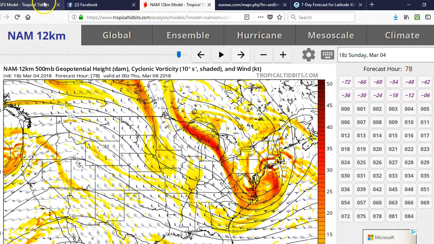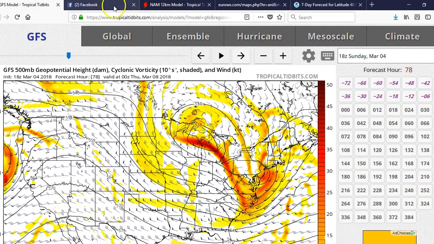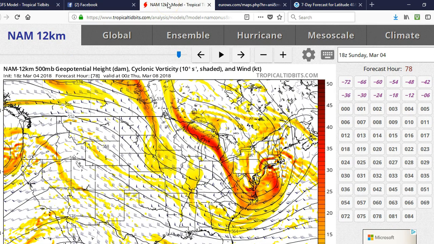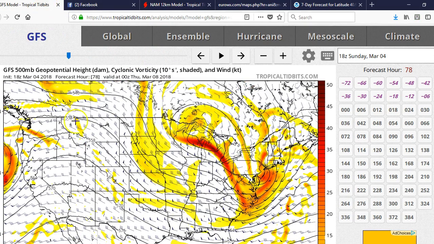Alright, NAM, GFS. NAM, GFS. Okay, so now one thing to notice is this energy here, this is the NAM. It's south and east off the coast. If I go back to the GFS, notice how it's hugging the coast. It's slightly further to the north and west.